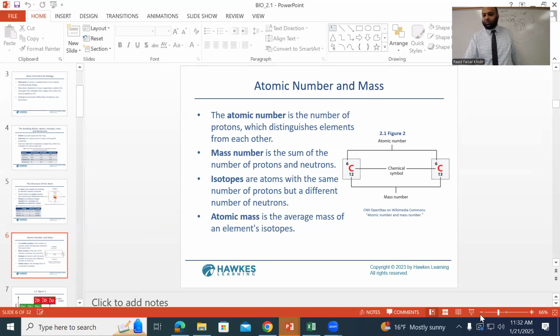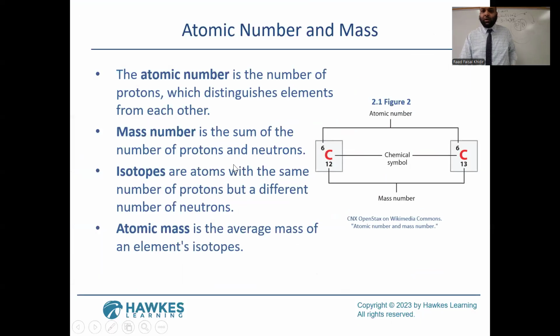So the atomic number, we talked about that. The mass number is the sum of the number of protons and neutrons. And isotopes are atoms with the same number of protons, but a different number of neutrons. We did that. Deuterium, tritium and hydrogen, they're all different isotopes. We did all of that. We've repeated it.